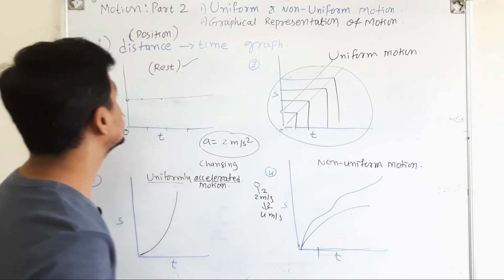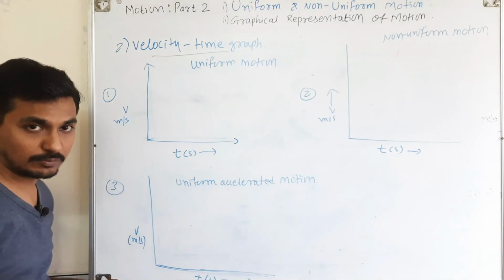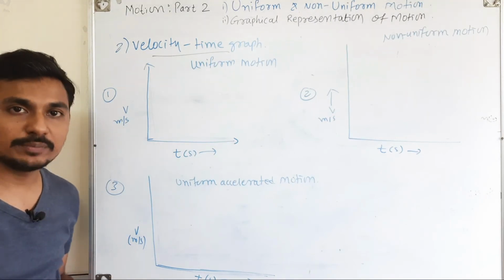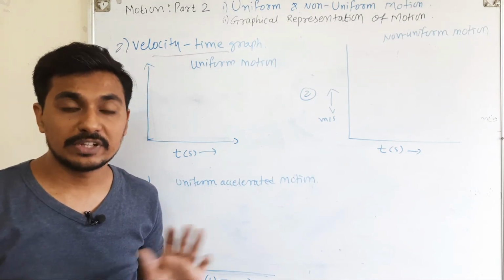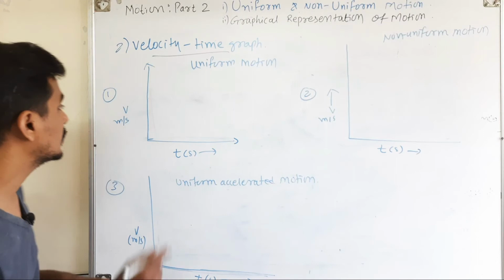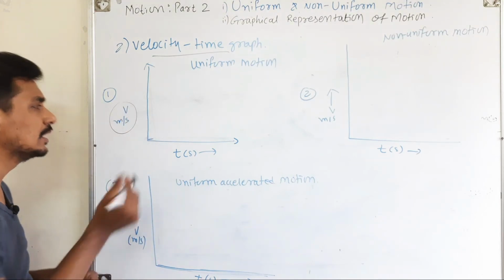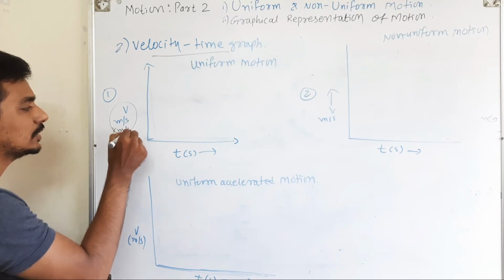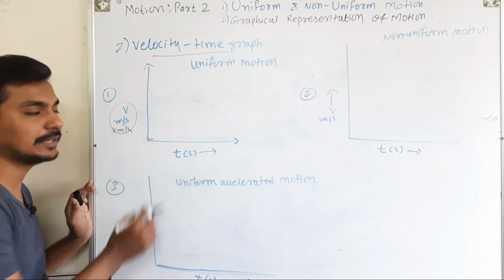Now let us try to study the velocity-time graph. Start with the uniform motion graph. Uniform motion means the object is moving with constant velocity. With time, the velocity is not changing. Here on the y-axis, we have velocity in meter per second or in kilometer per hour, and here we have time in seconds or time in hours.